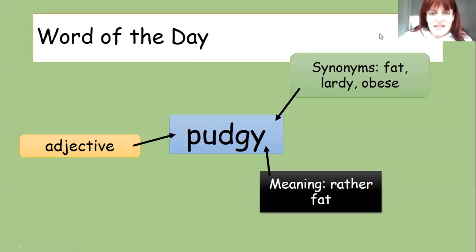Good morning, Year 6. Right, today we are going to start with the word of the day, and today's word of the day is pudgy, means kind of fat. Okay, somebody is pudgy. Synonyms are fat. Lardy is a kind of slang word to say somebody is fat or obese. It's an adjective, it's a describing word. Can you write me a sentence, please, using the word pudgy?